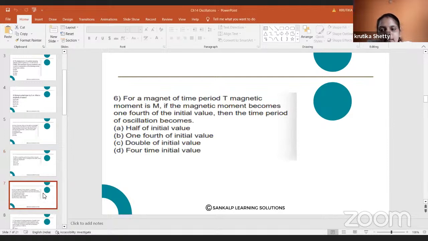Okay, students, the next question. For a magnet of time period capital T, magnetic moment is capital M. If the magnetic moment becomes 1/4 of its initial value, then the time period of oscillation becomes, options are half of initial value, 1/4 of initial value, double of initial value, 4 times the initial value. Half, some are saying A, some are saying B.